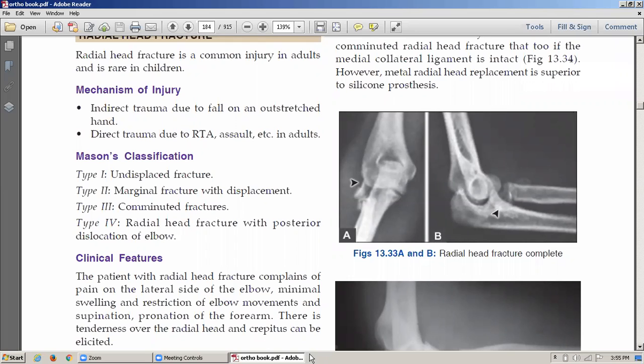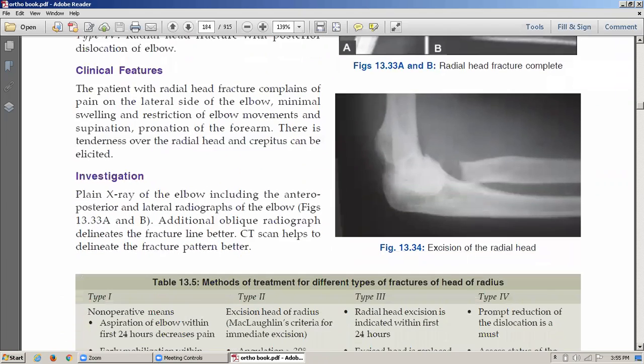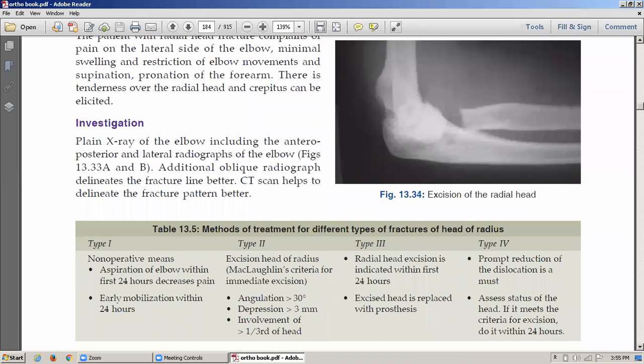Clinical features: the patient with a radial head fracture complains of pain on the lateral side of the elbow, minimal swelling and restriction of elbow movement and of supination and pronation of the forearm, and there is tenderness over the radial head and crepitus can be elicited. So this is an excision of the radial head. Here you can see the excision of the radial head.